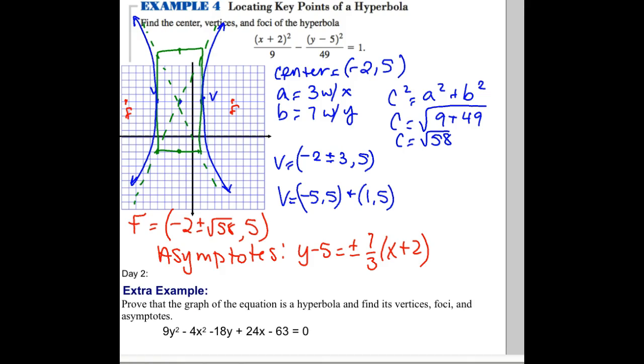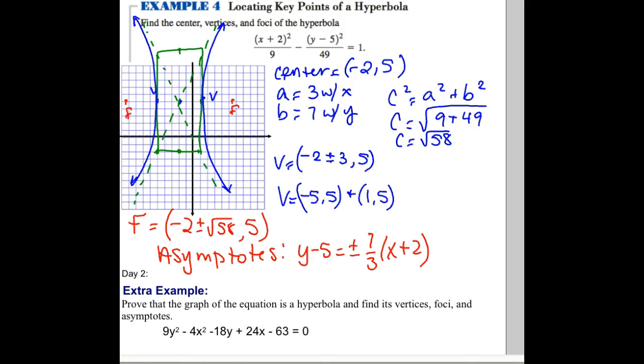All right, let's check through our work. Did you get a center of negative 2, 5? Yes? All right. We've got a being 3. It's coming from this a squared of 9. It's paired up with x. We have b is 7, and it's paired up with y. Okay? Using the 9 and 49, we're coming up with the c value of the square root of 58. Is everybody okay with that?